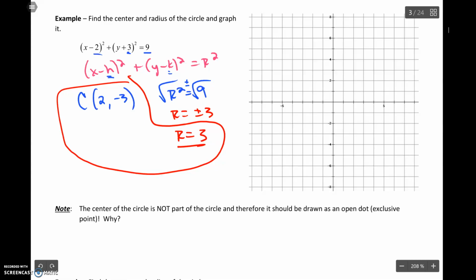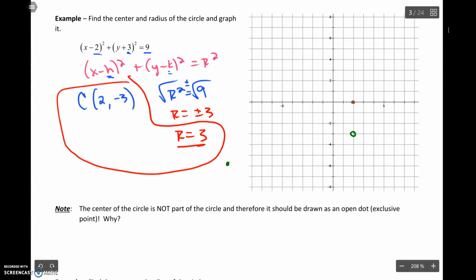Now let's plot it. Over 2, down 3, there's the center. I like to plot the center with an open circle because it's not part of the circle. The only things that are going to be solid, closed dots are points that are on the graph. The center is not part of this graph of the circle. And then the radius is 3.